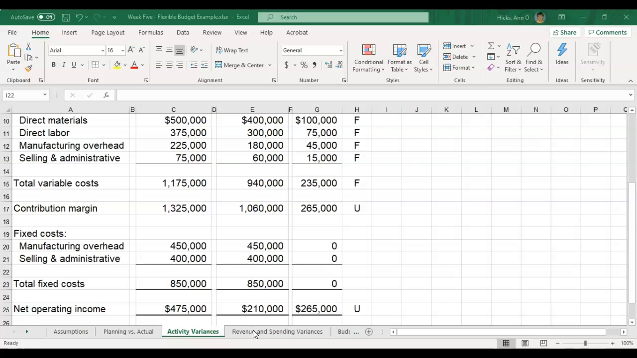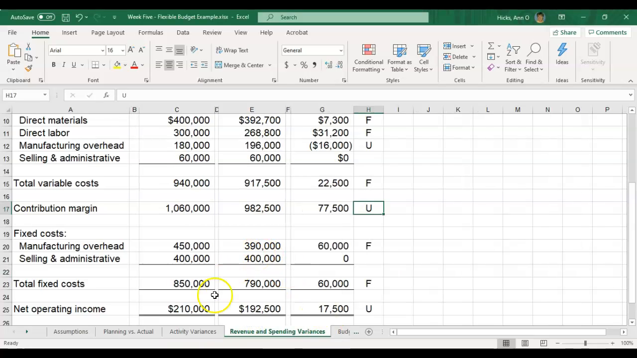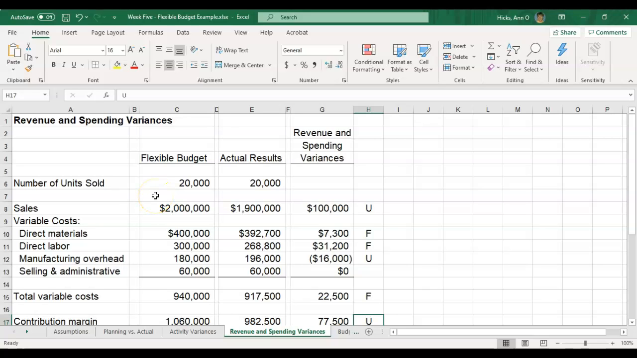What we still need to understand is the impact that arises from our differences in sales price, differences in cost. So here is where I've moved on to the next worksheet. We're going to do a comparison between the flexible budget and the actual results. So the flexible budget, remember, was prepared using the actual activity at the budgeted amount. We compare that to actual results, and the only difference between these two columns will be either the sales price or the cost per unit.